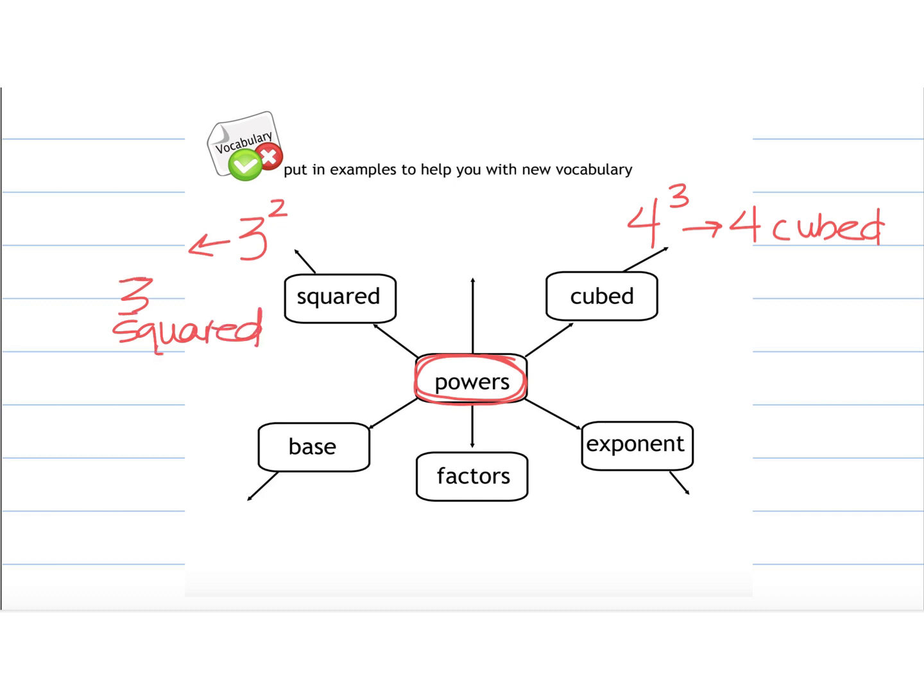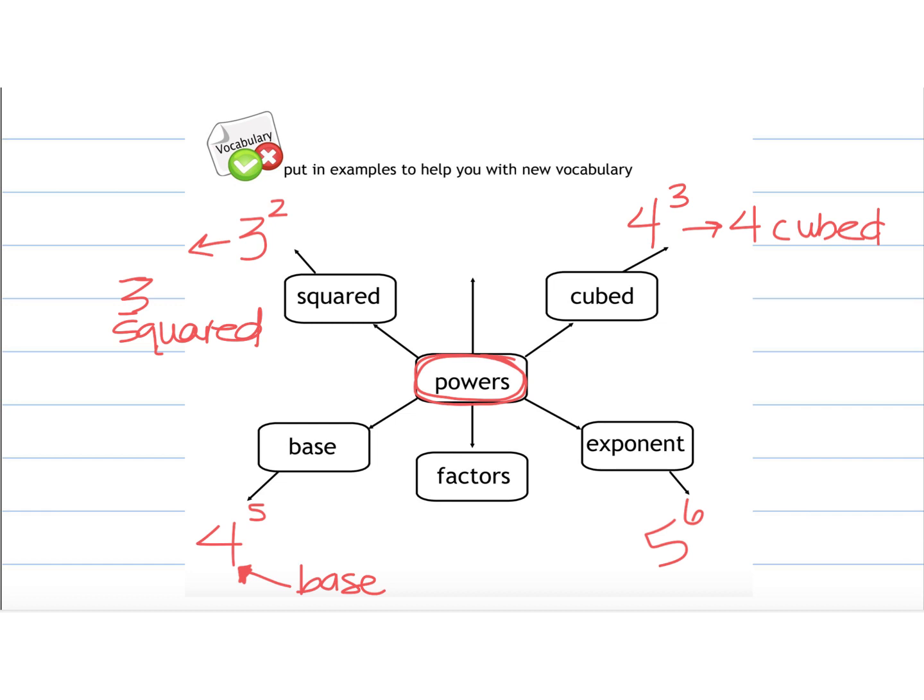The base is the number that is being multiplied. So 4 to the 5th power, this 4 is the base. So that is what we're going to multiply by, and then remember the power is how many times we would multiply it. And then the exponent, which we already talked about, is the power, so it's basically the number telling us how many times we are multiplying a number by itself. So 5 to the 6th power, the 6 tells us that we are going to multiply the 5 6 times.